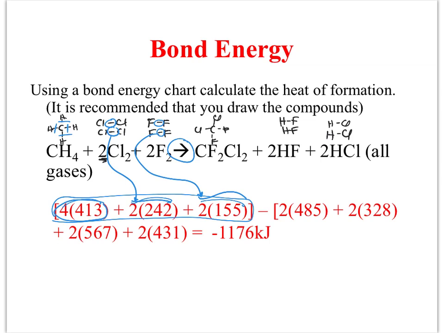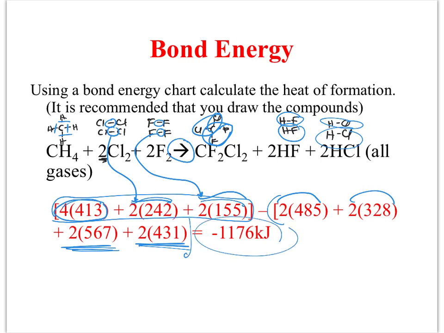And then for the formation part, I'm making 2 carbon to chlorine bonds, which I don't know if this one's right or not, but let's pretend. And I'm making 2 carbon to fluorine bonds. I'm also making 2 hydrogen to fluorine bonds, and I'm making 2 hydrogen to chlorine bonds. So I would add all that stuff together. That gives me the overall delta H for the reaction. This is yet another way of calculating delta H.